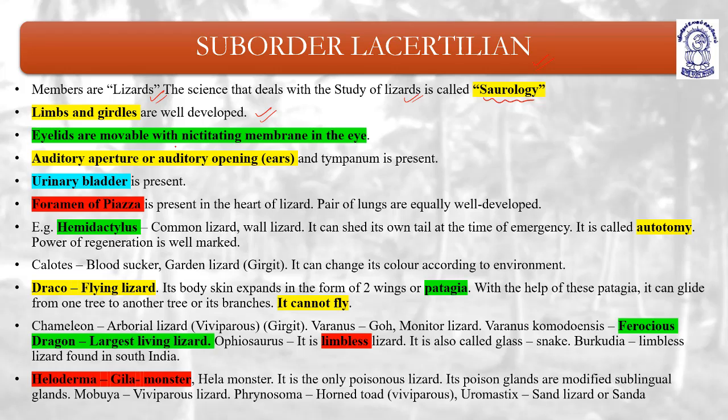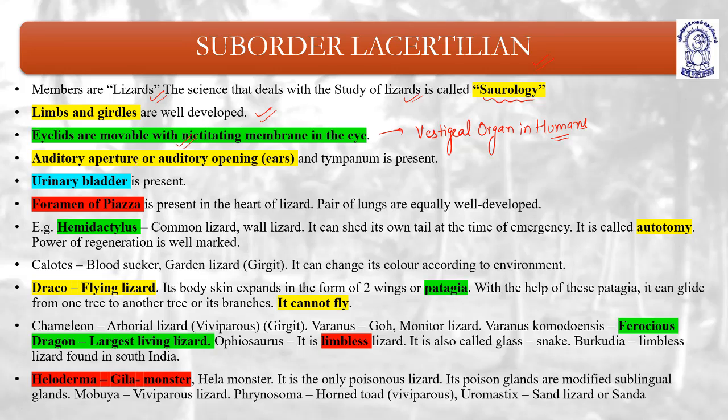Eyelids are movable. In previous classes, only the upper eyelid or the lower eyelid was movable, but not both. The nictitating membrane was absent in aquatic reptilians and amphibians. Here, the nictitating membrane is present. In mammals, it is a vestigial organ; in humans, the nictitating membrane is vestigial.